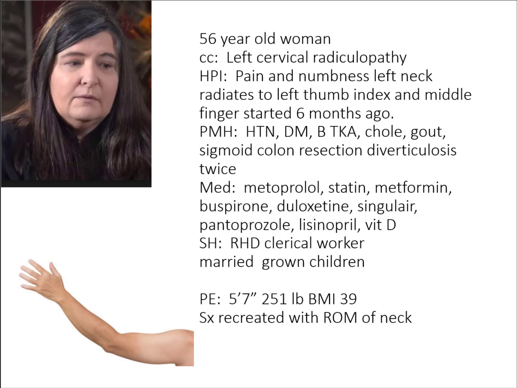Past medical history is hypertension, diabetes, bilateral total knees, cholecystectomy, gout, and sigmoid colon resection for diverticulosis twice. She takes metoprolol, statin, metformin, buspirone, duloxetine, and lisinopril. She's a right-hand dominant clerical worker, 5'7", 251 pounds. Her BMI is elevated at 39. And her symptoms are definitely recreated with range of motion of her neck.